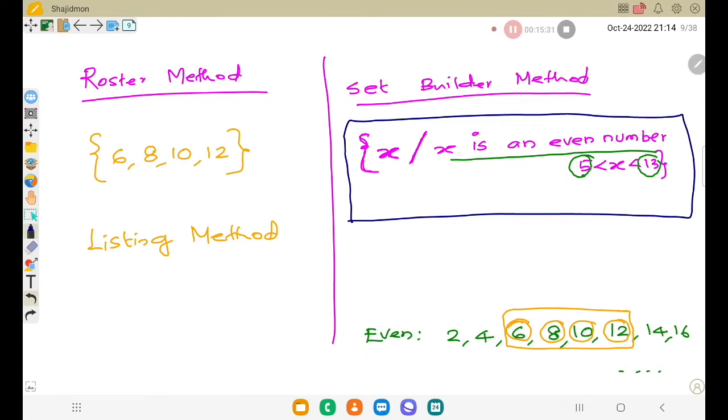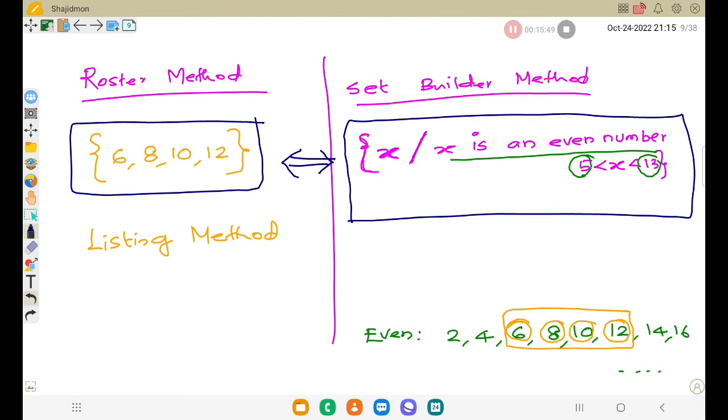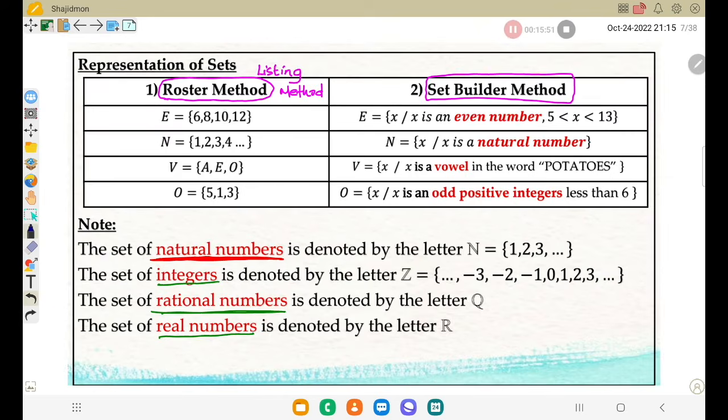That representation we are calling set builder method, just building only that set. But if you are writing all the numbers like this, that is what we are calling the roster method or listing method. I hope you understood this example, how we are writing in set builder method and how we are writing the numbers in roster method. Now we can come back to this example.